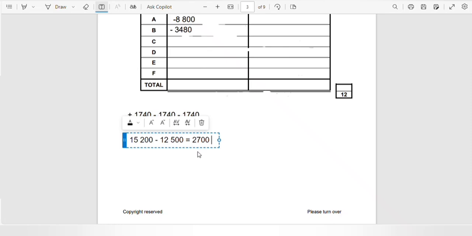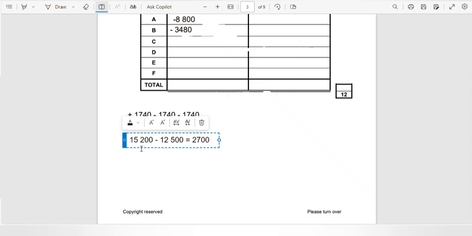So 2,700 is going to be added, because they said 12,500 instead of saying 15,200. So it is the error. Now we are correcting that error. We're going to add 2,700.